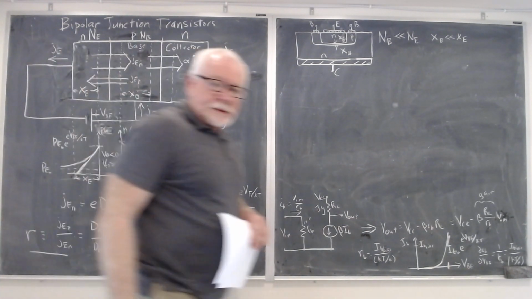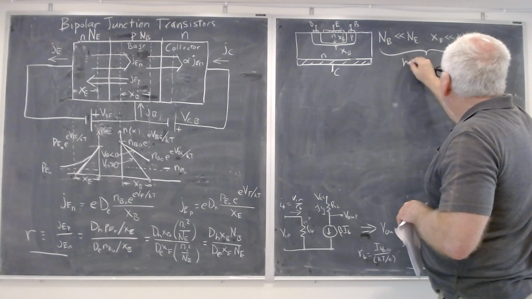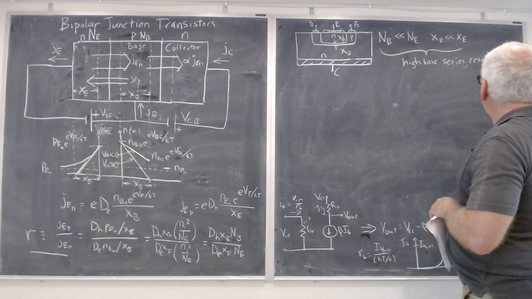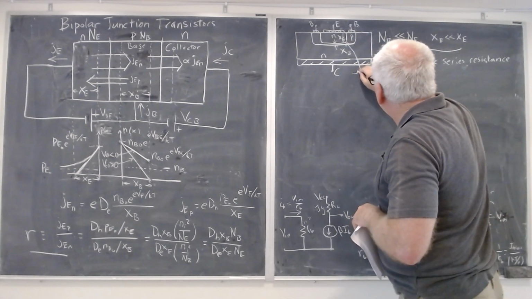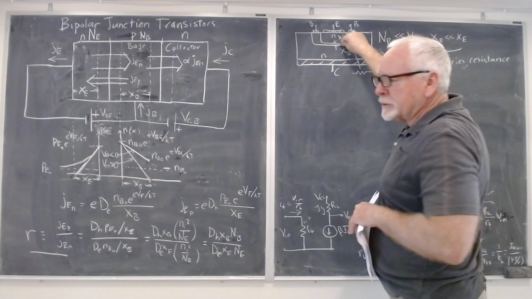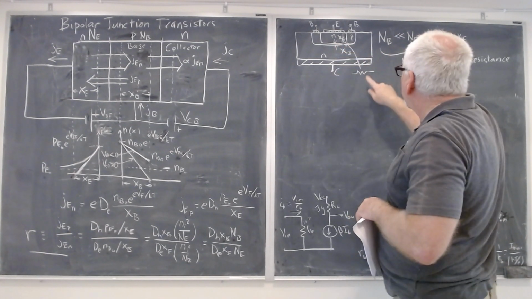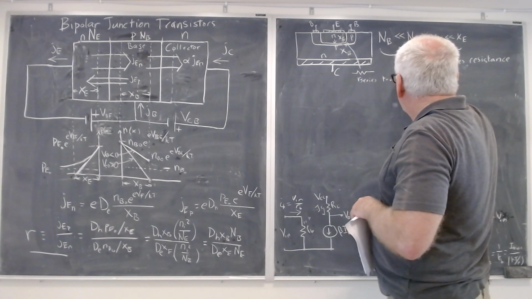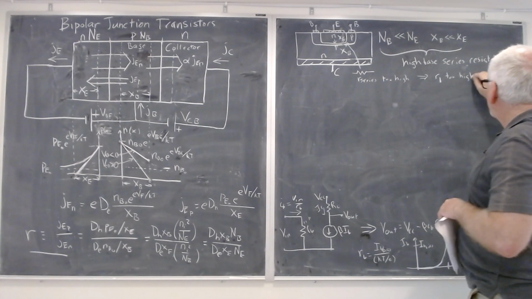And all sounds good, except that both of these conditions lead to high base series resistance, which we have neglected in the picture. There's a large series resistance if you think about it. That base current has to flow this way, and it has to flow through this narrow channel here. Because the doping of that channel is very low and the thickness is very thin, that leads to R series too high, which leads to RB too high, which leads to low gain.